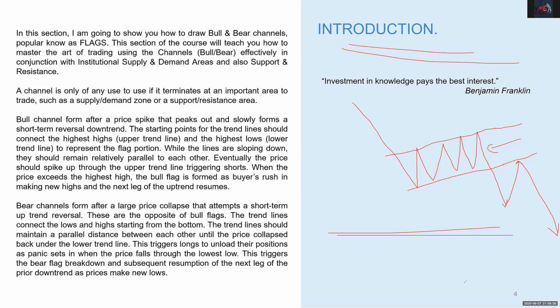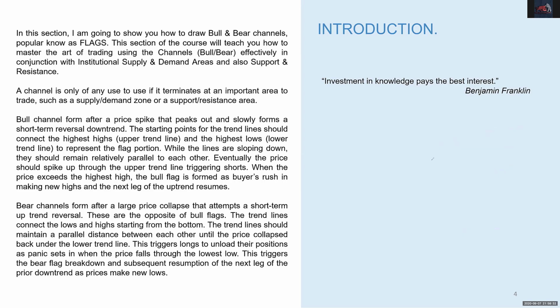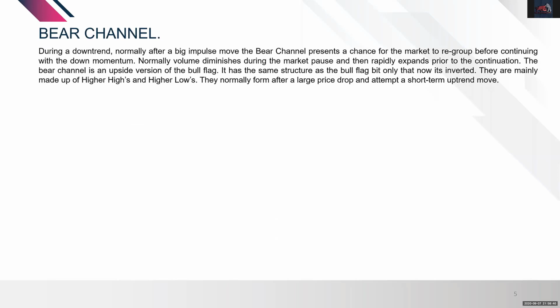Yeah, this might take time. If you haven't done this before, this might take time to grasp, but it's very easy. So let's go on to the bear channel illustration. During a downtrend, normally after a big impulsive move, the bear channel presents a chance for the market to regroup, which is basically a consolidation zone, before continuing with the down momentum, right? So the market is already in a downtrend, but there has to be a moment of consolidation.